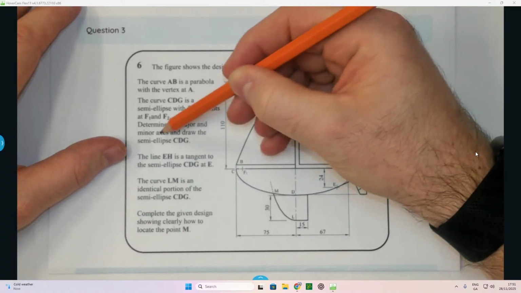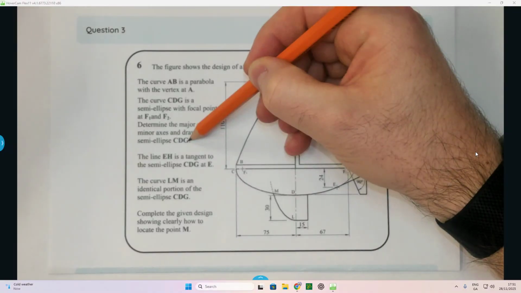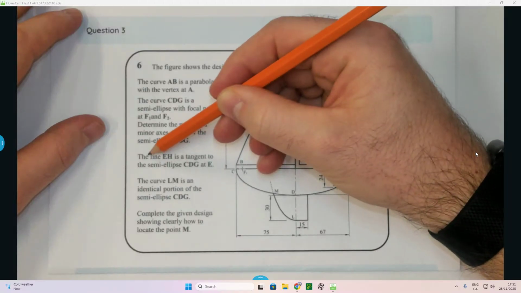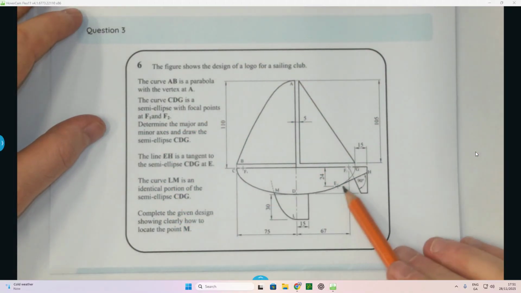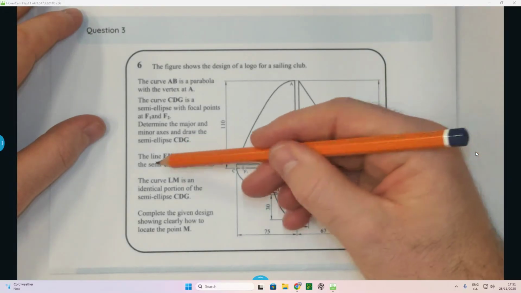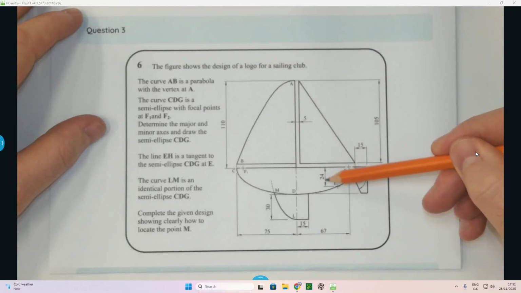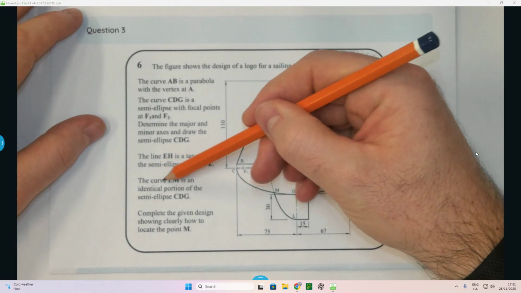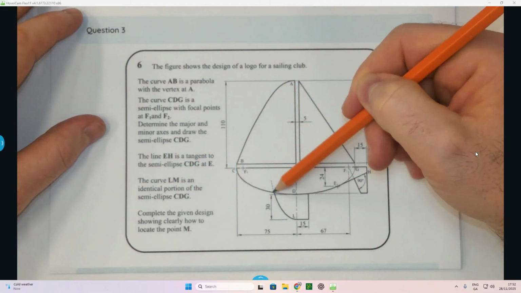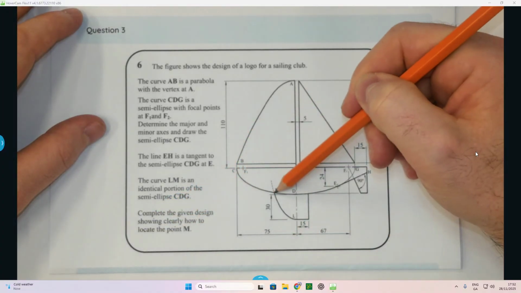Determine the major and minor axes and draw the semi-ellipse CDG. That's what they tell us to do at the start. That's the first step. They want us to get the major axis and draw the semi-ellipse. Then it also tells us the line EH, from E to H, is a tangent to the semi-ellipse CDG at point E, which is 24 millimeters down from the major axis. The curve LM is an identical portion of the semi-ellipse CDG. Then complete the given design showing clearly how to locate point M.